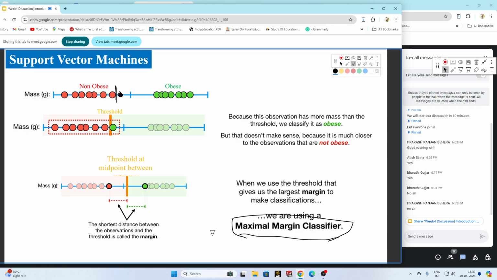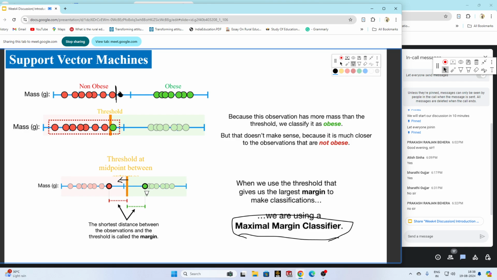Okay, so up to this it is clear, right? Maximal margin classifier means your margin should be maximum. How can your margin be maximum? Your margin can be maximum if your threshold is exactly in between the two extreme points of both the classes. Because if I shift the threshold somewhere like here, what will happen? On one side your margin will be small, but on the other side your margin will extend, right?